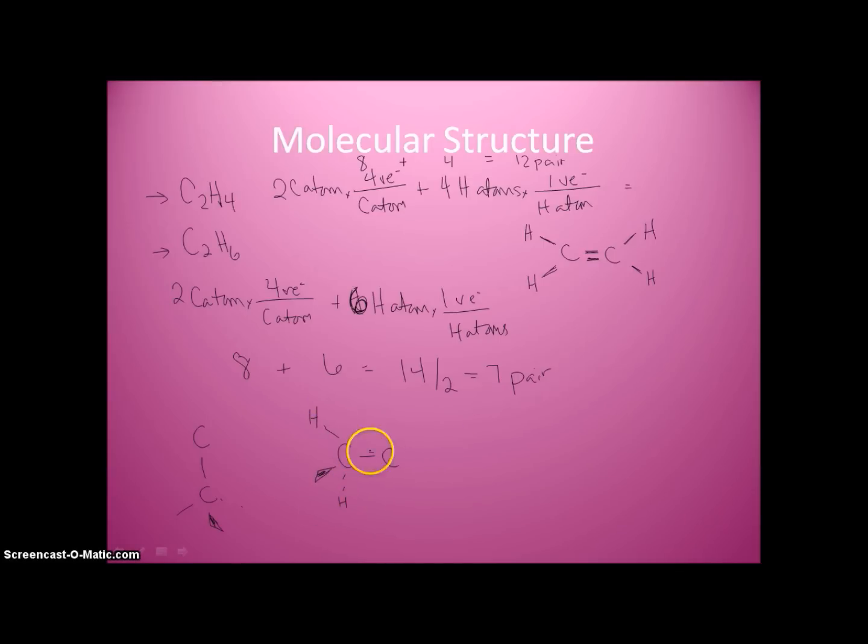Okay, and then it's always the opposite. So this one would be the one that's going behind, the one that's coming out in front, and the one that's here. Okay, so now we just got to check and see if this is 7 pair. So we have 1, 2, 3, 4, 5, 6, 7. So we know that C2H6 then would be a single bond.